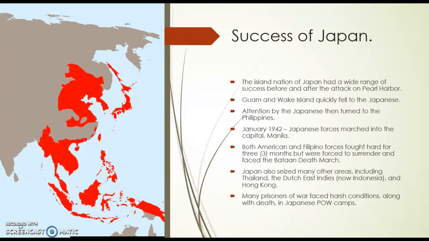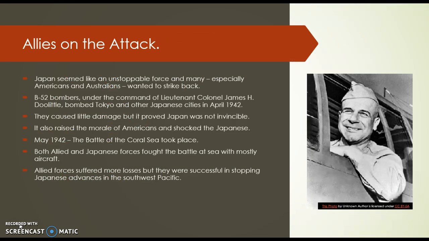Now, Japan also seized many other areas, including Thailand, the Dutch East Indies, which is now Indonesia, and Hong Kong. Many prisoners of war, like I just said, faced harsh conditions, along with death in Japanese prisoner of war camps.